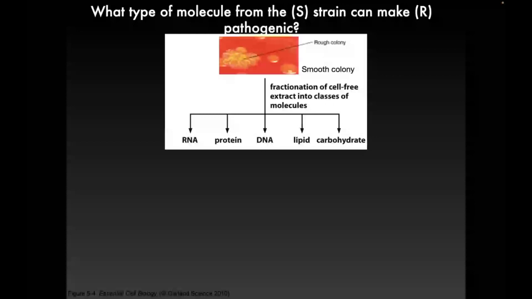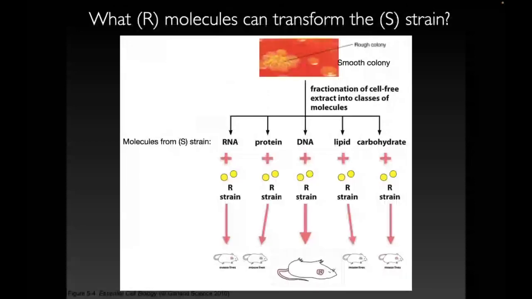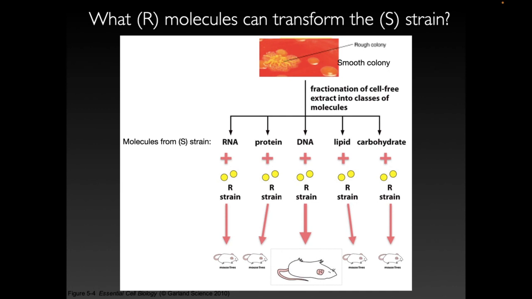And so the only mouse which ended up showing signs of infectious disease from the S strain was the mouse that was treated with the S DNA, or the DNA from the S strain that was mixed with the R strain cells that were alive. So in other words, only the DNA of the S strain was able to transfer this information for how to be pathogenic to the R strain cells. The RNA didn't do this. The proteins did not carry this information and provide it to the R strain cells. Neither did the lipids nor the carbohydrates.